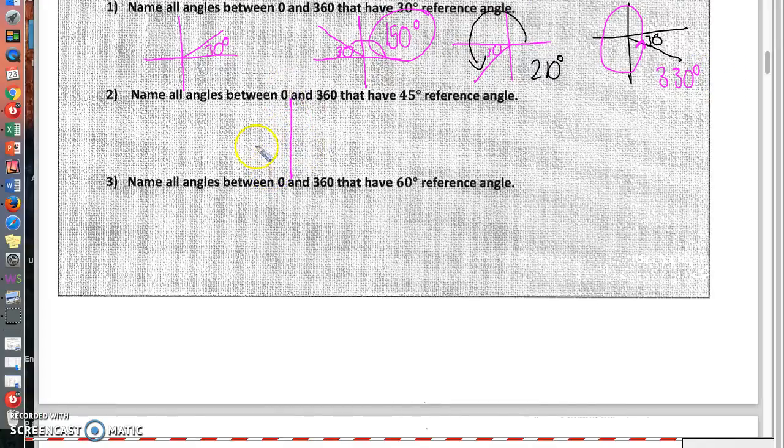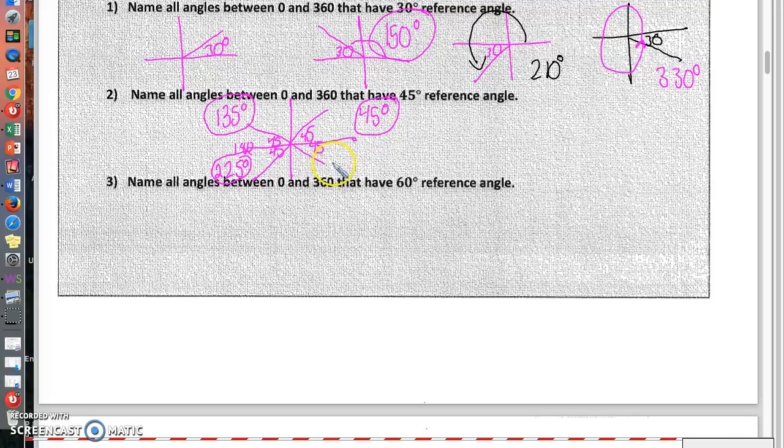So then it asks for 45, and we could draw this on one. So what is 45, 45, 45, and 45? Well, here would be 45 degrees. Again, this is 180, so 180 minus 45 is 135, 180 plus 45 is 225, and 360 minus 45 is 315.